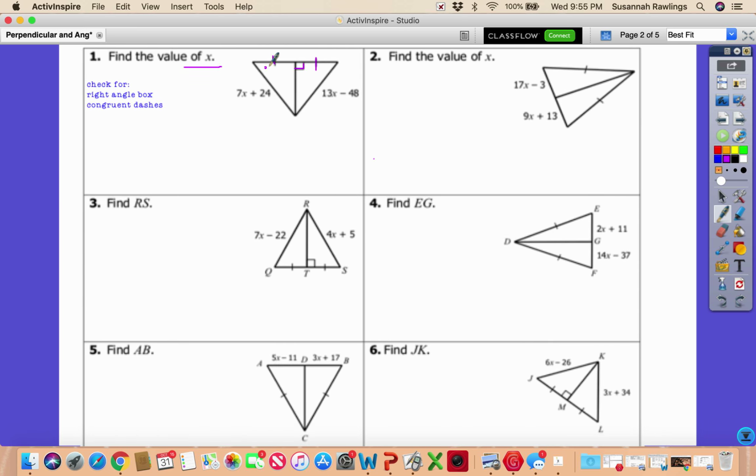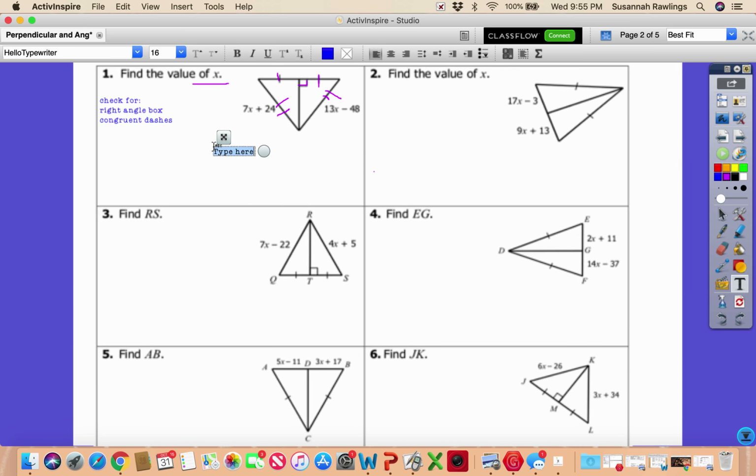Now I can go ahead and solve here. So if that is my perpendicular bisector, then I know that these sides are going to be the same. Away and away from the perpendicular bisector, those are going to be the same lengths. So think about where I'm putting my equal sign if these two are congruent to each other. Okay, so I've set that one up for you.